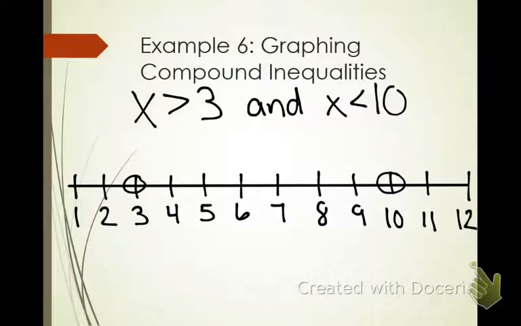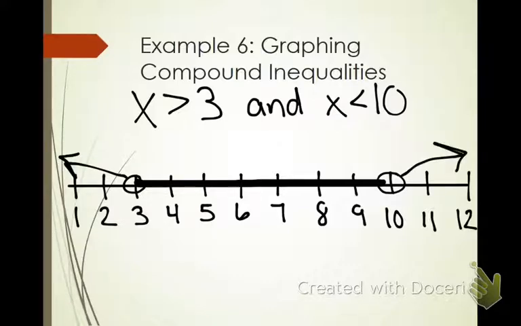And if it's greater than 3, which way does my arrow go? To the right. And if it's less than 10, which way does my arrow go? To the left. So my lines are actually going to connect. So with a compound inequality, you're just going to make that line a little thicker if they both connect. Now, if they didn't connect, let's say it was less than 3, then I would still draw my arrow this way and draw my arrow this way.